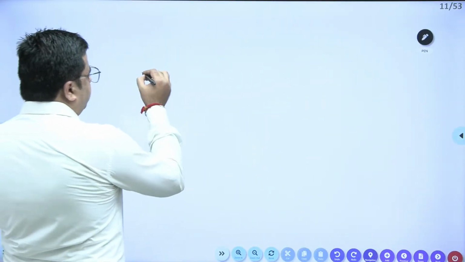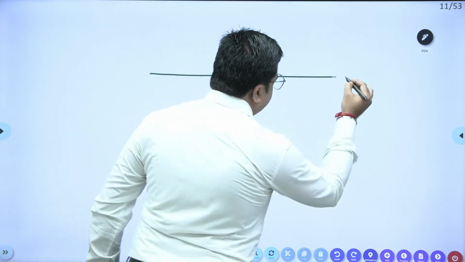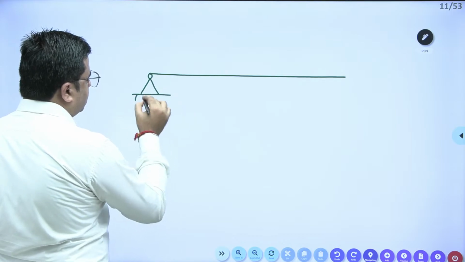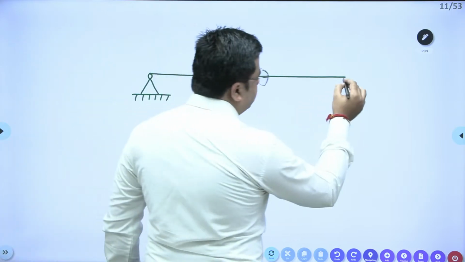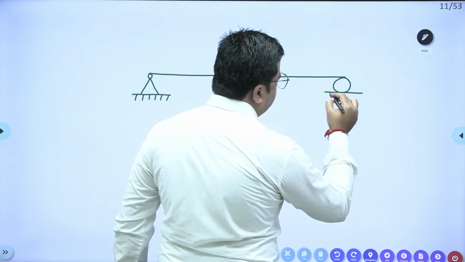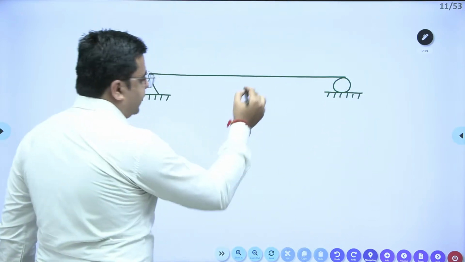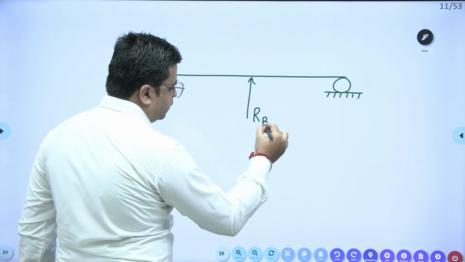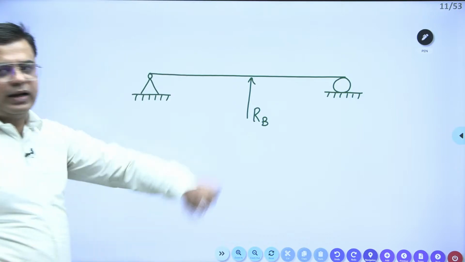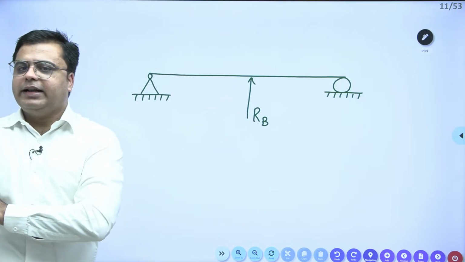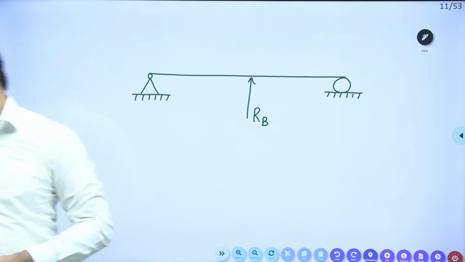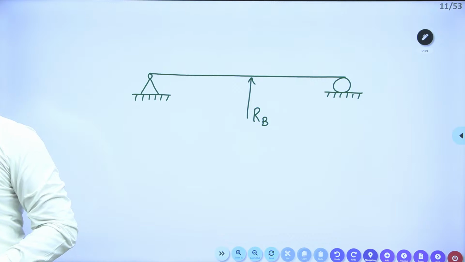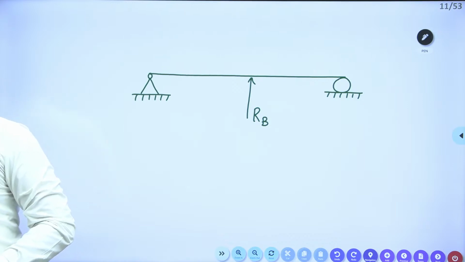So again, I'll draw a beam like this. And this is my RB. Quickly tell me the value of RB. Quickly remember the standard result. Quickly just revise your standard result and tell me the value of RB.